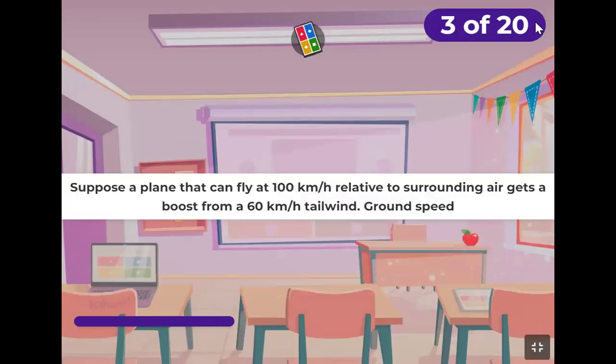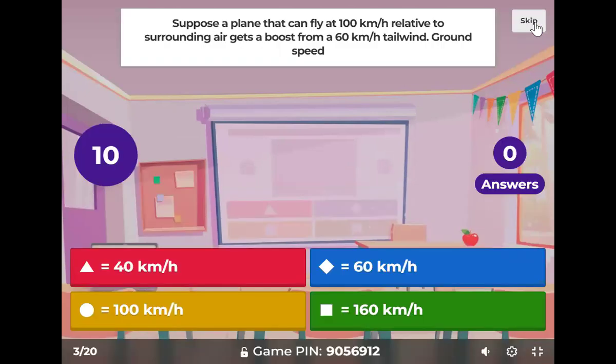Suppose a plane can fly 100 kilometers per hour relative to surrounding air. It gets a boost from a 60 kilometer per hour tailwind. Now, what is its ground speed? How fast will it hit the ground?